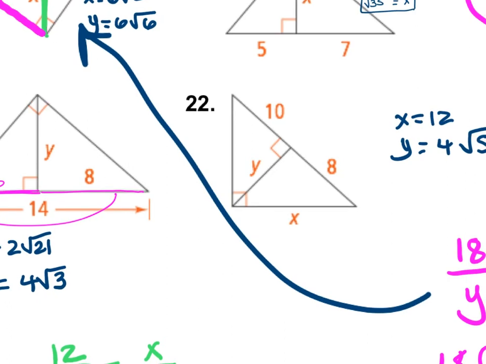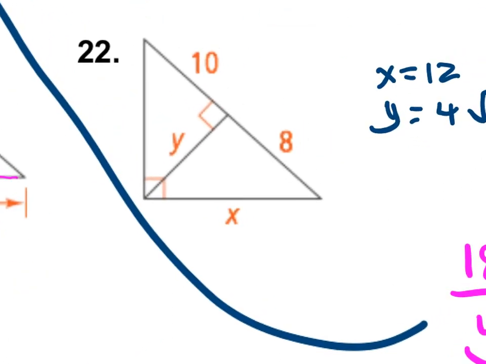All right, I'm going to do 22 because it's a little different. And I'm just going to do x. X is what segment in that triangle? Hypotenuse, leg, or altitude? Y would be altitude, right? The one inside, the altitude.